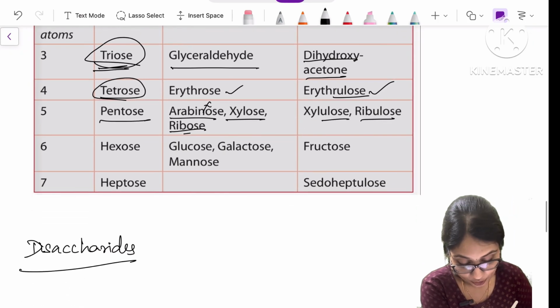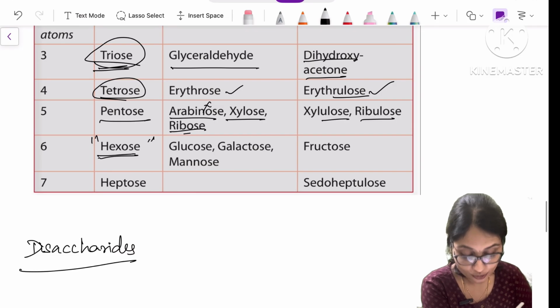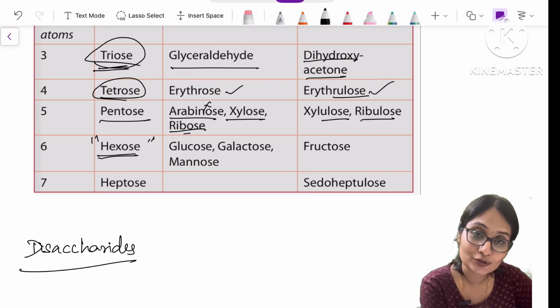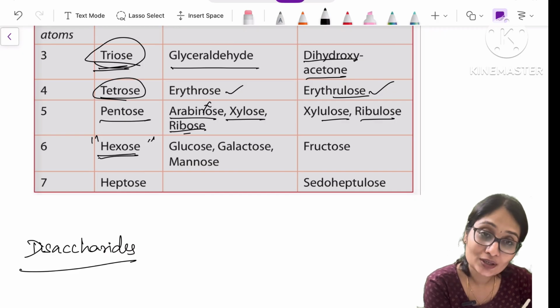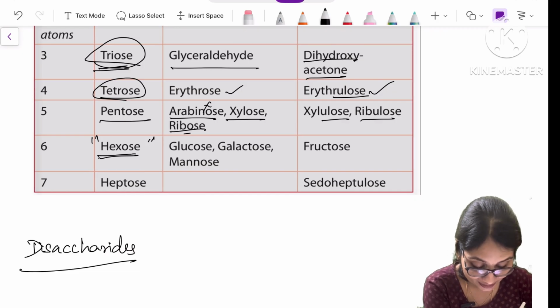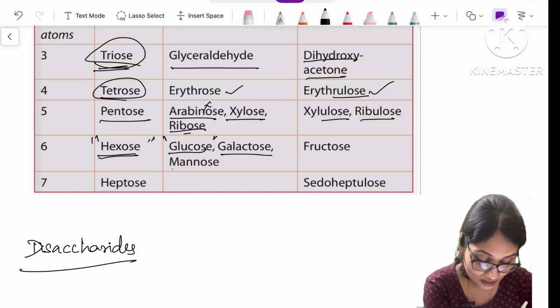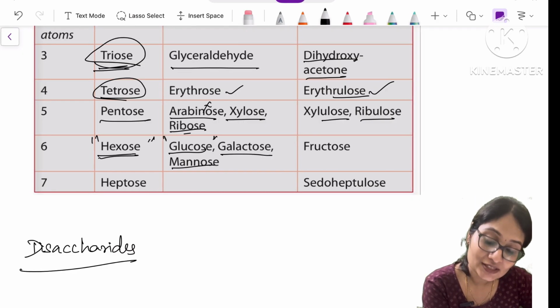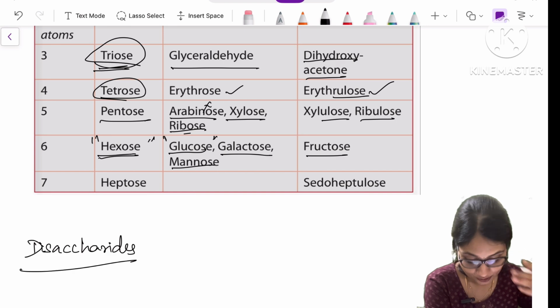Okay, so moving on to hexose, which is the most common, the one we are most fond of, right? What aldehyde derivatives do we have under this? We have glucose, the most famous one, and then we have galactose and mannose, and the keto derivative is fructose. So this one we know.